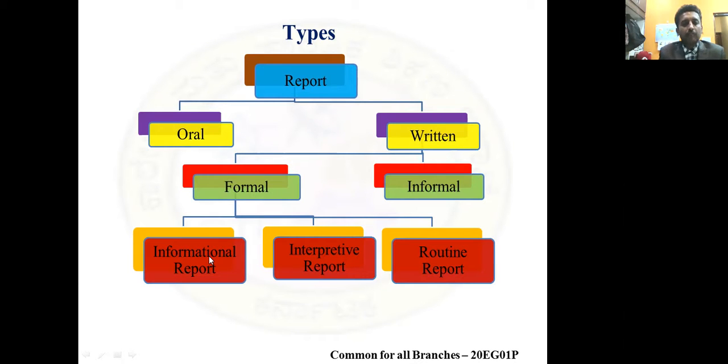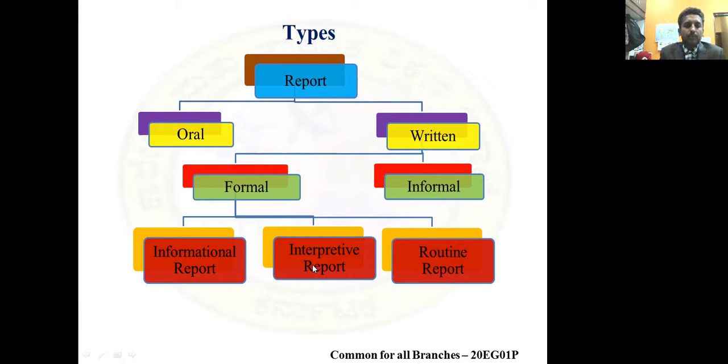In formal report we have three types. One is informational report, second one interpretive report, and the third one is routine report. Informational report contains only the data collected or the facts observed in an organized form. It presents the situation as it is and not as it should be. It does not contain any conclusions or recommendations, and this type of report helps management to take decisions.